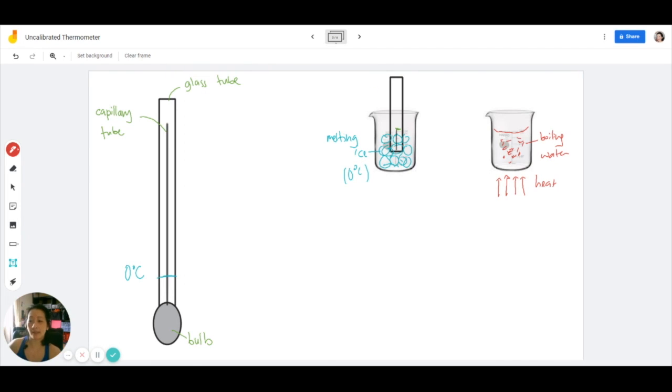If we take the same thermometer, just copy and paste this, what happens, of course, is the mercury column is going to expand. And wherever it expands to, that was not a straight line. Let's try that again. This would, of course, be 100 degrees Celsius.